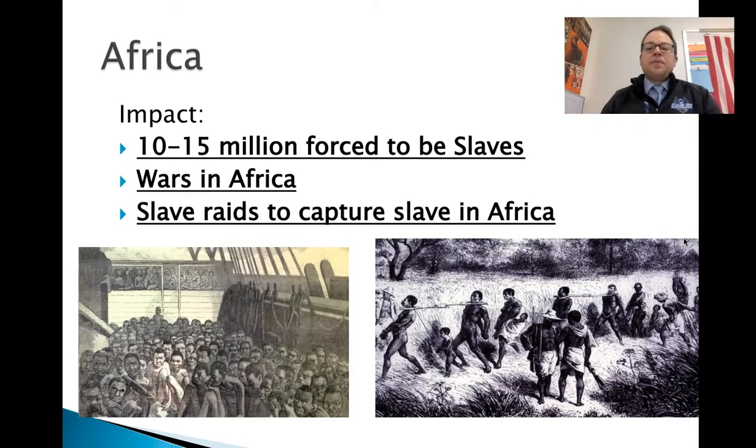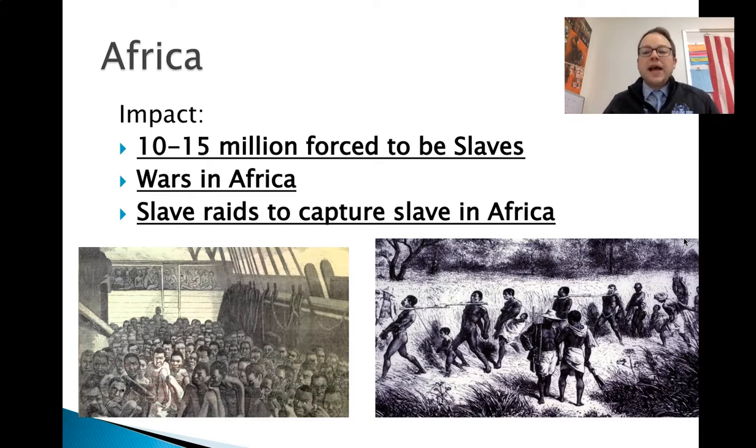So let's talk about the impact. Let's talk about the impact for Africa, okay? First of all, 10 to 15 million are forced to be slaves. Now, we talked about that number is probably low because many of them didn't make it. So we're probably talking, I've seen estimates as low as 20 to 25 and as high as 50 million.